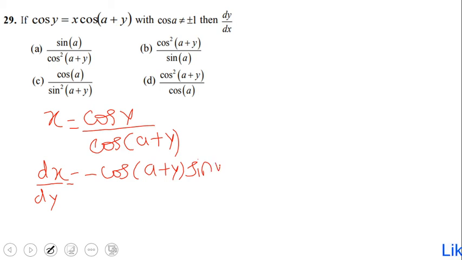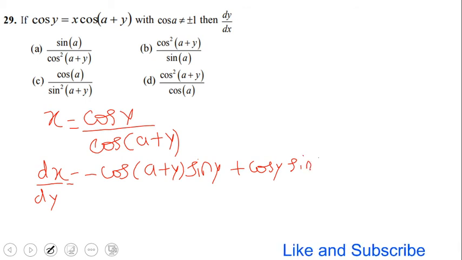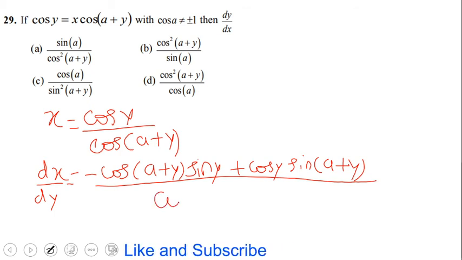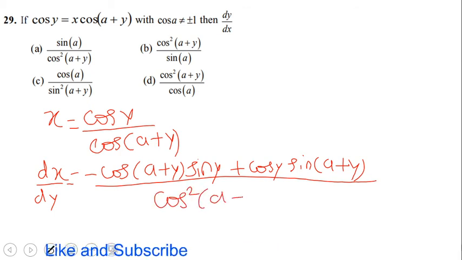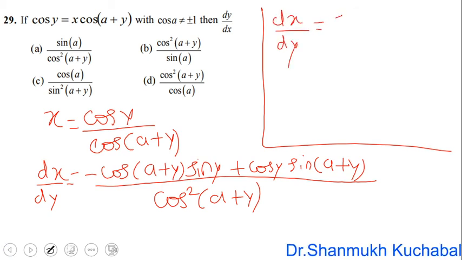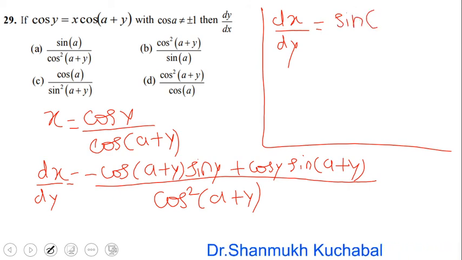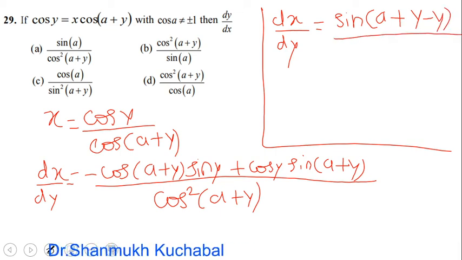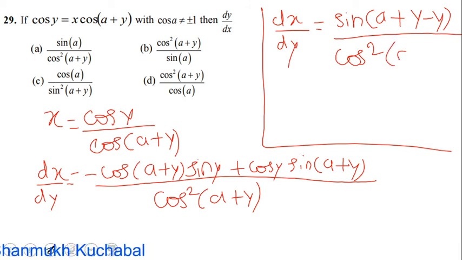sin y plus cos y sin(a plus y), whole divided by cos squared (a plus y) here. So the numerator we have to simplify. So we write dx divided by dy as sine of (a plus y minus y), using a trigonometric identity, whole divided by the denominator cos squared (a plus y) here. So the y gets cancelled here.